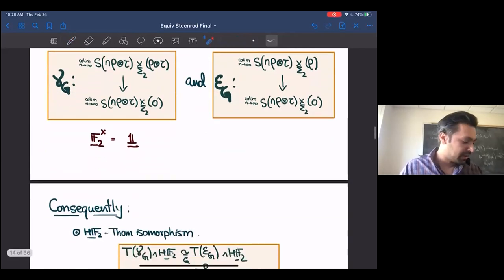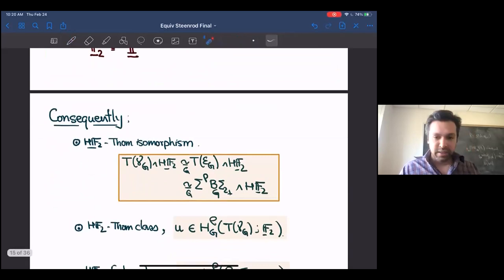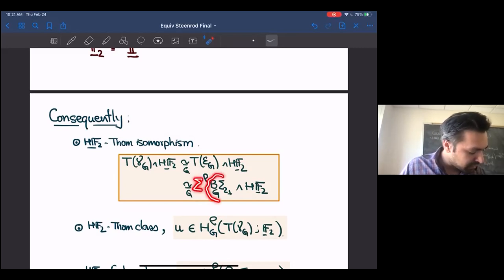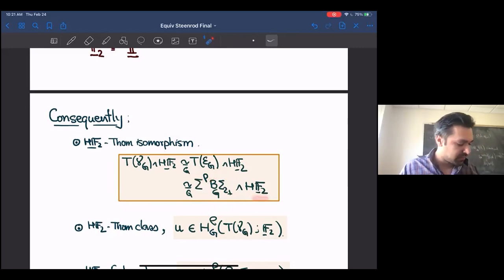So what does it give us? Whenever there is an orientation, an orientation is a choice of Thom isomorphism by definition. So I'm going to get a Thom isomorphism, which is going to say that if I look at the Thom space of gamma G and smash it with HF2, this is going to be the same as the Thom space of epsilon G smashed with HF2. But the Thom space of epsilon G is going to be nothing but sigma rho. So in the equivariant world, you can suspend in the direction of representations. So you take sigma rho of your base space, which is BG sigma 2, smashed with HF2.